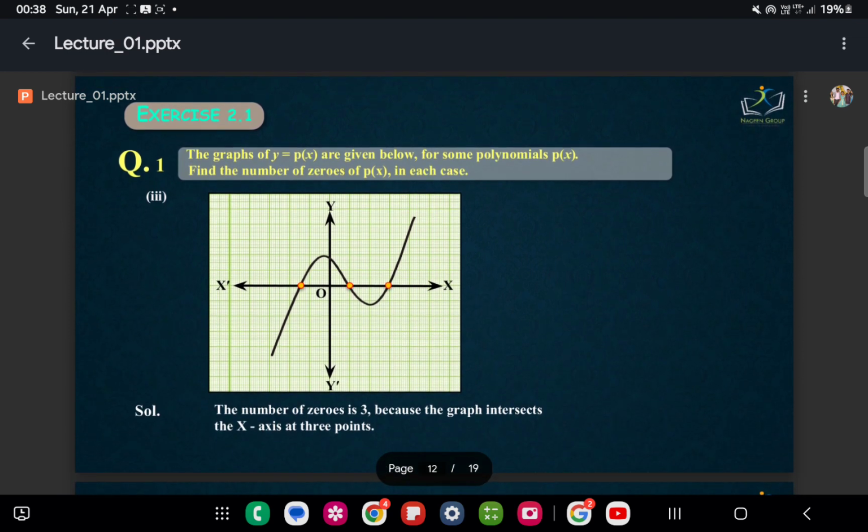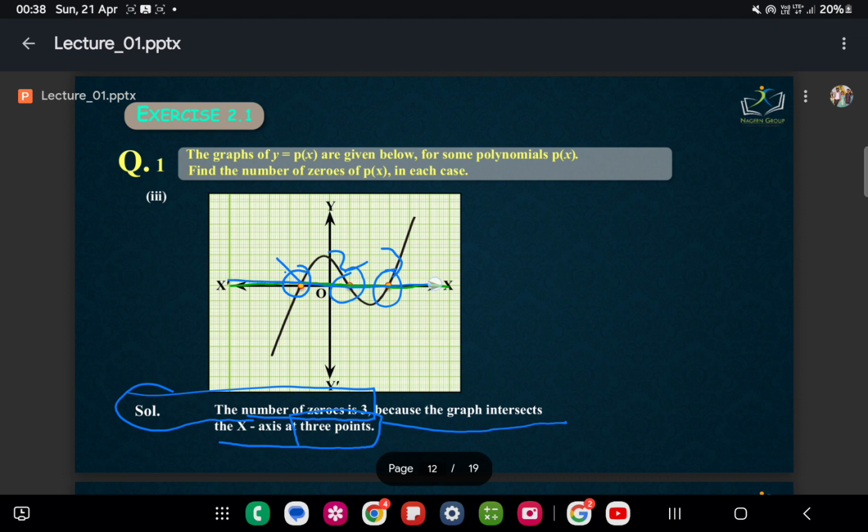Here also the same question will be there. Here we have to see the diagram, how the diagram is represented. Here we can see that on the x-axis, the line passes at 1 point, 2 points, 3 points. So the answer is, the number of zeros is 3. The number of zeros is 1, 2, 3. So the number of zeros is 3, because the graph intersects the x-axis at 3 points.